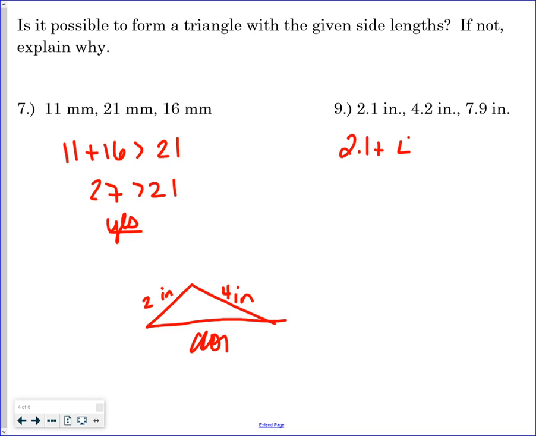The 2.1 and the 4.2, and it has to be bigger than 7.9? What is 2.1 plus 4.2? 6.3. Is that bigger than 7.9? No. So I put a slash through the greater than sign, and I say no. In my opinion, the math is the explanation. Okay? So 6.3 is not greater than 7.9, so no. Have I lost anybody? You guys okay?